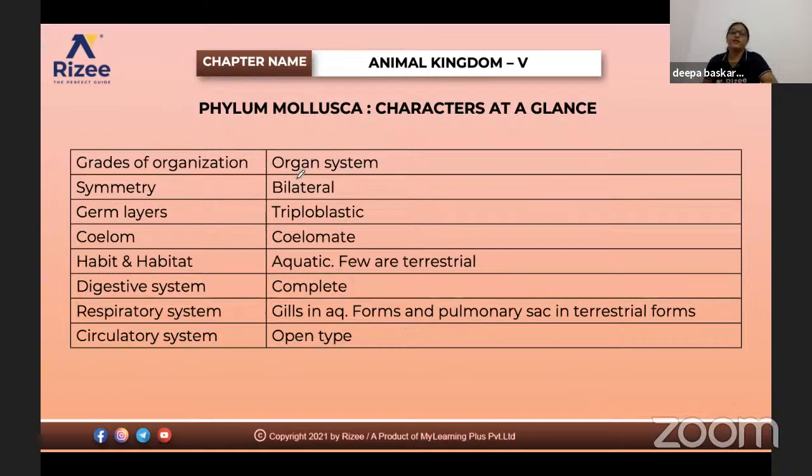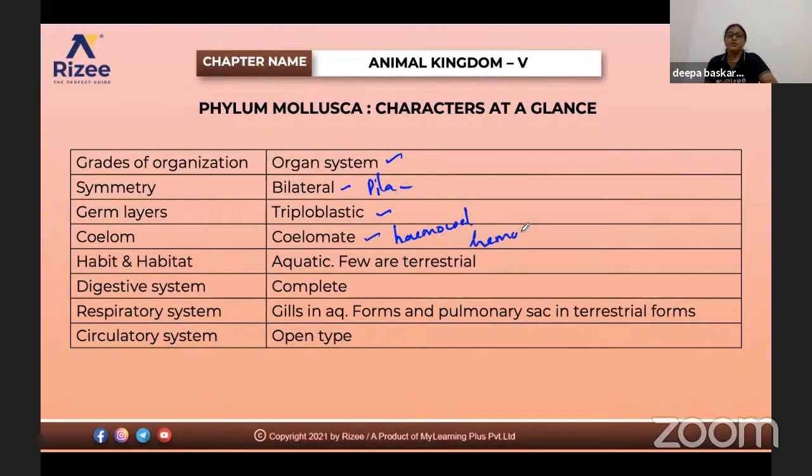Let us recollect all the information regarding mollusks, all the common and unique features. They have organ system level organization. As we saw, they have kidneys, eyes, heart, etc. They have bilateral symmetry except Pila. Pila is asymmetrical due to the twisting body type. Triploblastic in nature and coelomate. The coelom, the body cavity, is filled with blood, so it is called hemocoel.